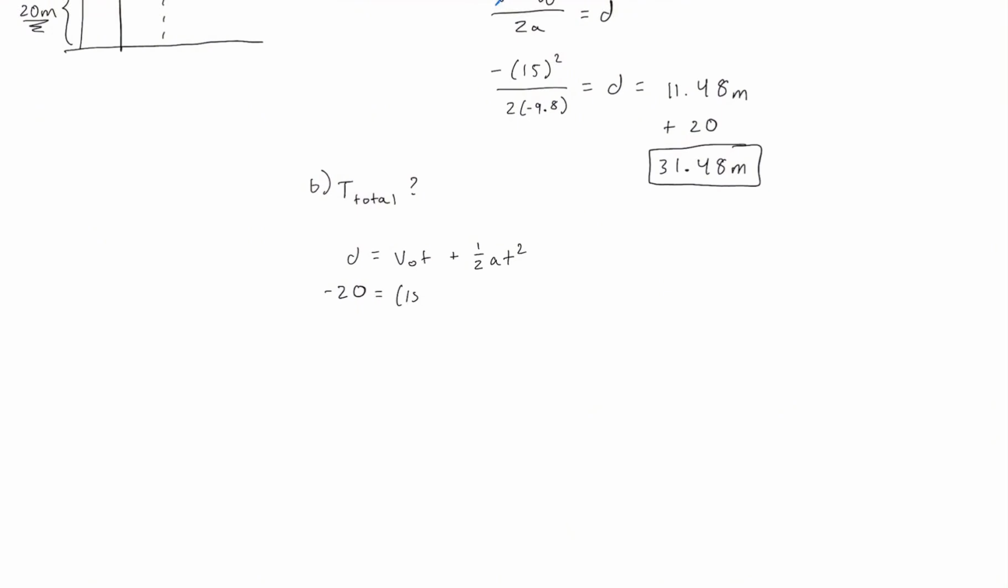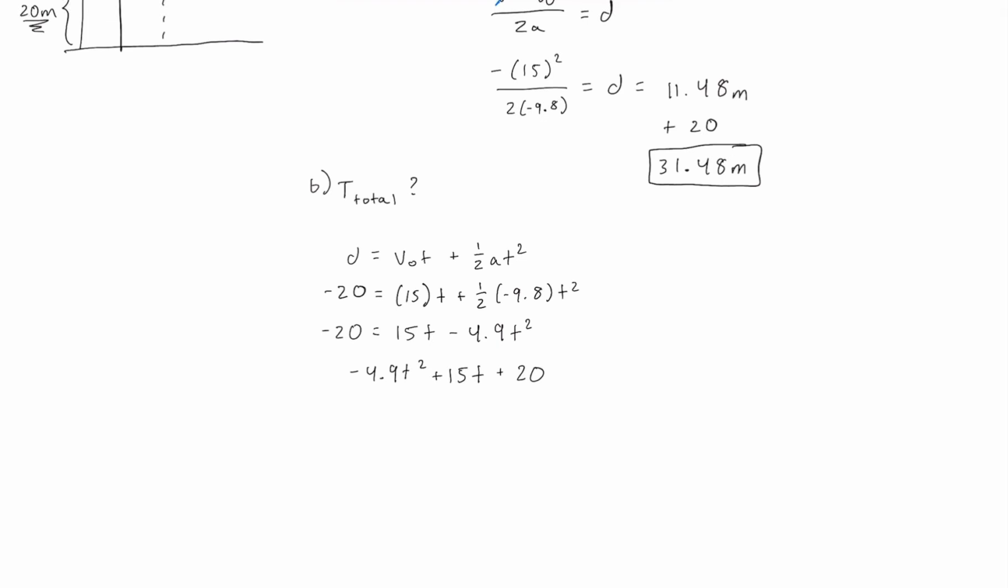Our initial velocity is 15 meters per second times the time plus 1/2 negative 9.8 meters per second squared for our acceleration times t squared. This gives us negative 20 is equal to 15t minus 4.9 t squared. And then we can rewrite this as our final quadratic, 4.9 t squared plus 15t, and add 20 to the other side.